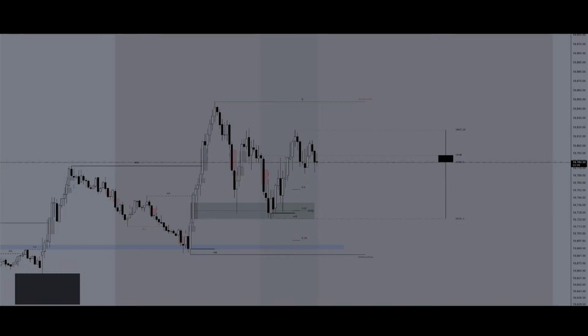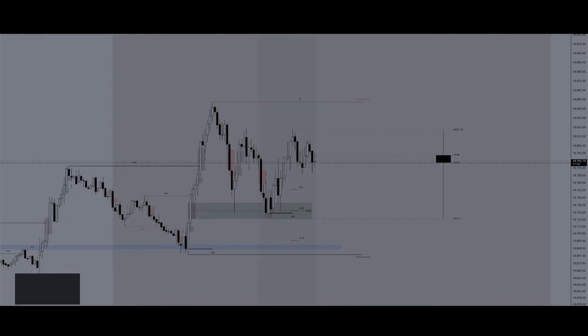Sellers are still fighting. They're still fighting, as you can see. So accumulation, manipulation, distribution. It's not always exactly where it should be.